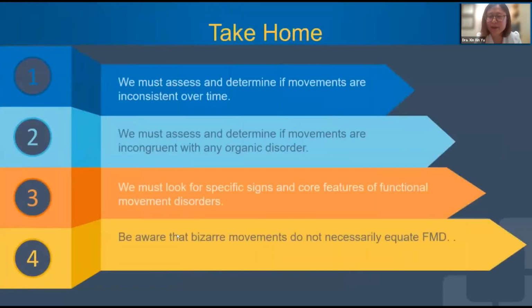So some take-home points here regarding FMD diagnosis and semiology. To make the proper FMD diagnosis, we must assess and determine if movements are inconsistent over time, and if they are incongruent with any other known organic movement disorder. We must look for specific signs and core features of FMD to rule in the diagnosis. And lastly, we also need to be very careful with some of the bizarre presentations of organic disorders so that we don't fall into those pitfalls.